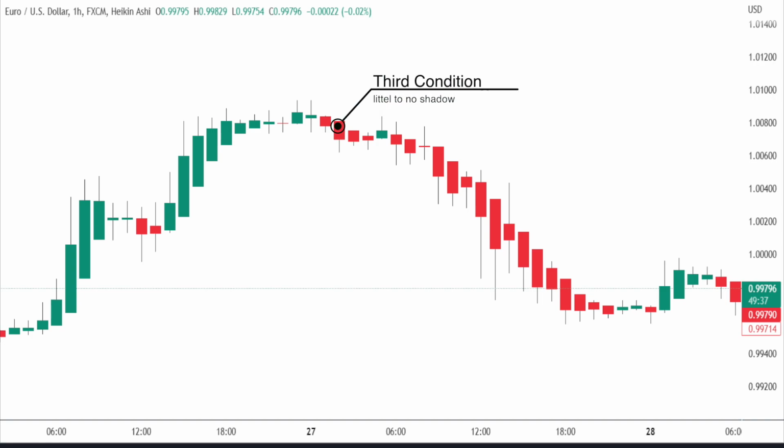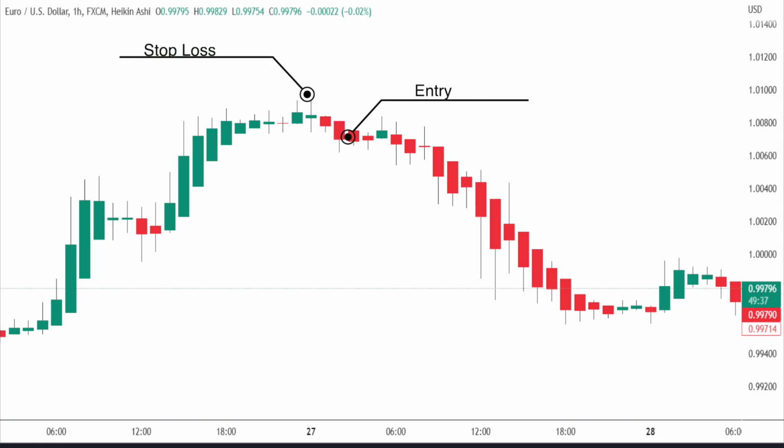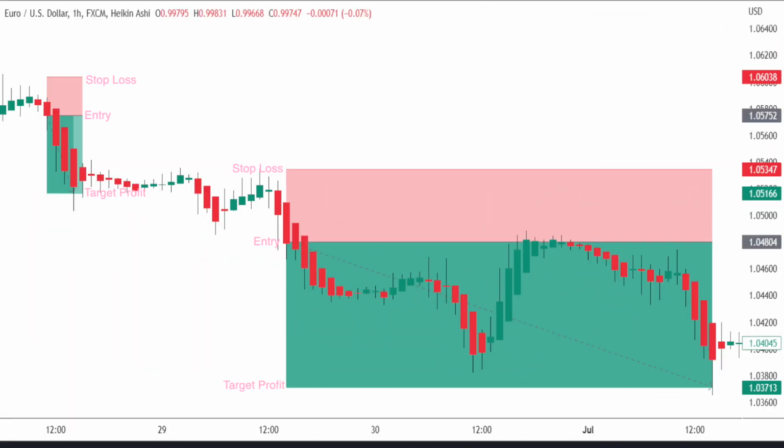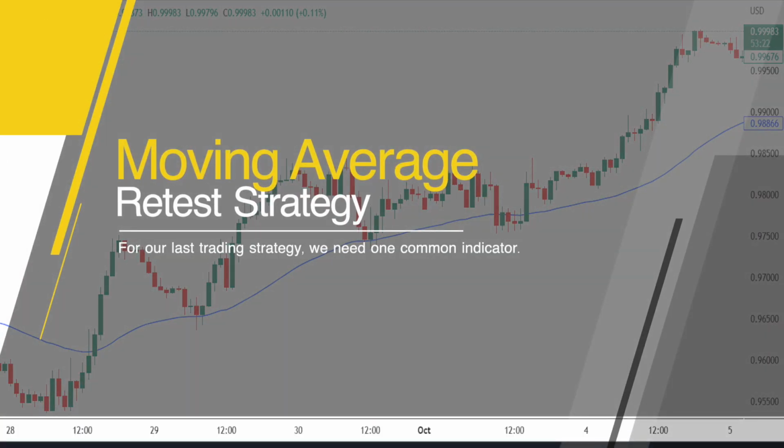Once all conditions are met, you can now take a short position. Place your entry on candle close with the stop loss on previous swing high and with a target of 2 times the risk. Let me show you more examples. So let's move to the last trading strategy.